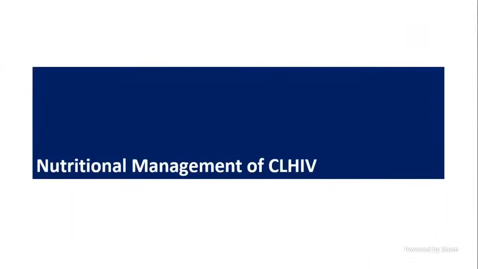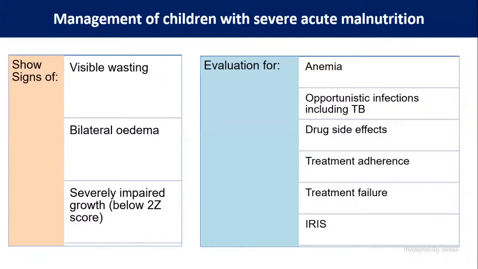So keeping this background in mind, how do we manage the nutrition of these children? Next slide, please. So first, let us see what children with severe acute malnutrition need. If we know these are our children with severe acute malnutrition, we must also look for, first they need a thorough evaluation by a pediatrician. Any child with HIV, if he has severe acute malnutrition, needs evaluation by a pediatrician.